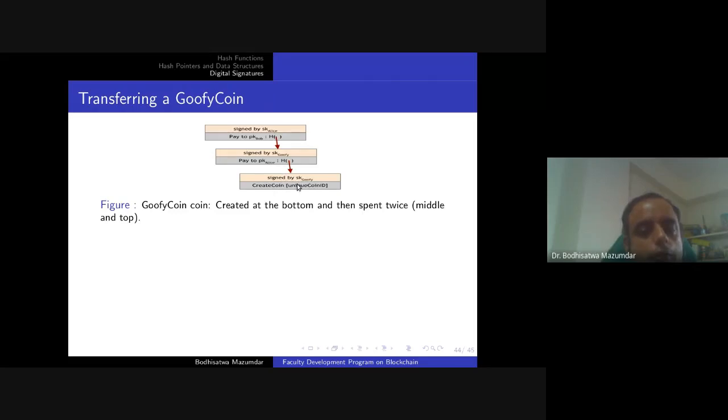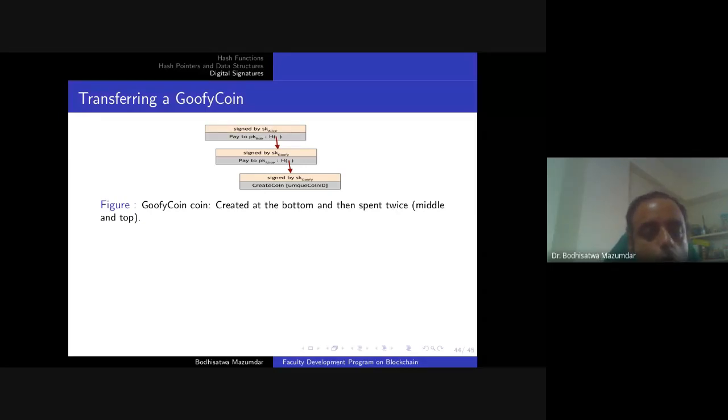First this coin is created by Goofy and signed by Goofy. Then Goofy gives it to Alice: pay to the public key of Alice. Now at this point the coin is with Alice, and when Alice buys an item from Bob, this record is created: pay to Bob, signed by Alice. So this is created at the bottom and then spent twice. This is an instance of a cryptocurrency transaction.